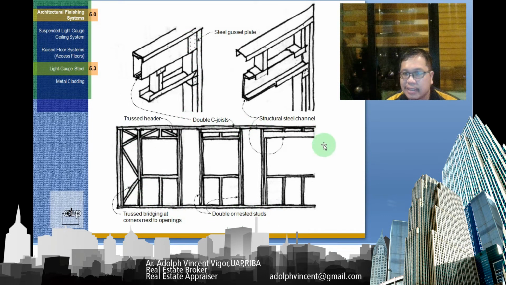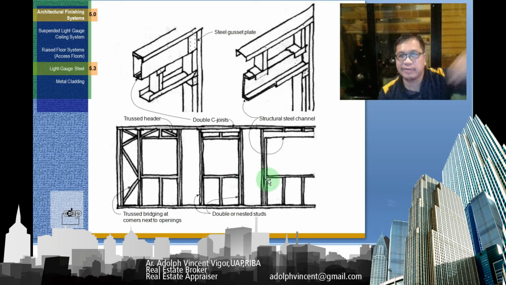So you could see this glass here. The openings here are your windows. This is your drywall panel. So this is a truss bridging at corners next to openings. There's a double or nested studs here. Then after this glass, that's the time you're going to cover this. Here in the Philippines, we usually cover this with Hardiflex or any equivalent for the concrete panel, concrete composite panel.